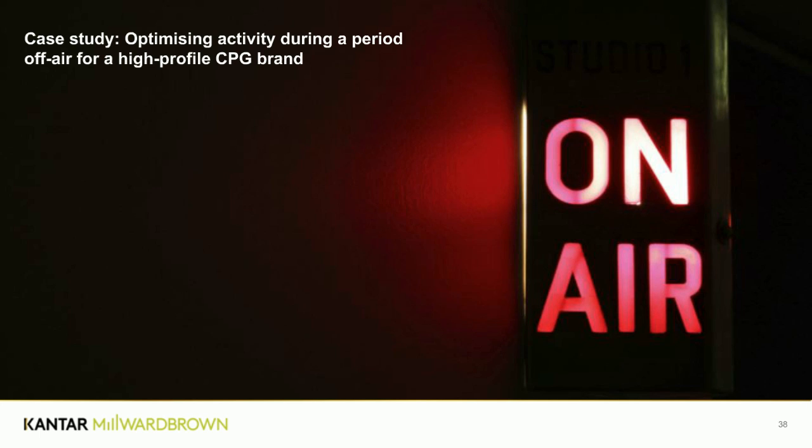And the final case study we wanted to talk about is different again. It sticks with the theme of using digital signals to optimise media strategy, but this time over a much longer period and in a very specific scenario. Here we've got a brand who are looking to try and use alternative channels to compensate for a decrease in their TV spend.